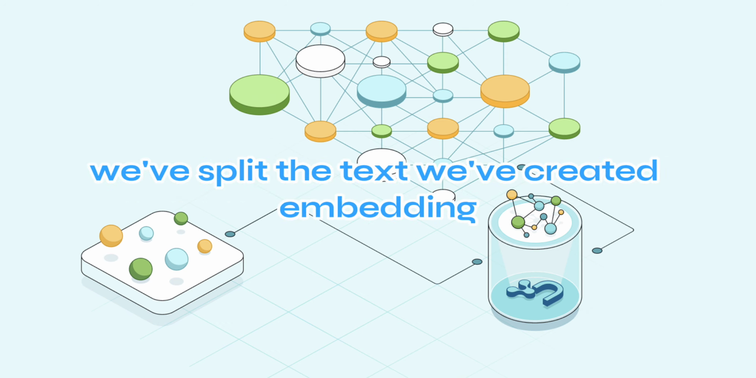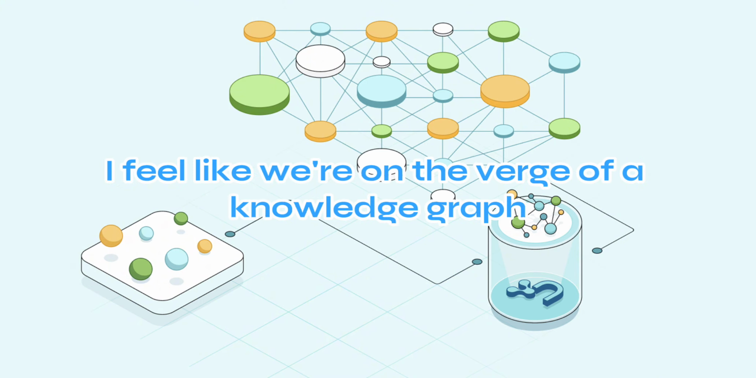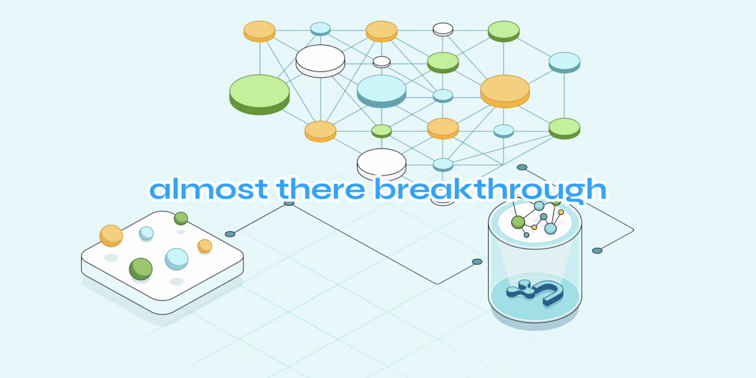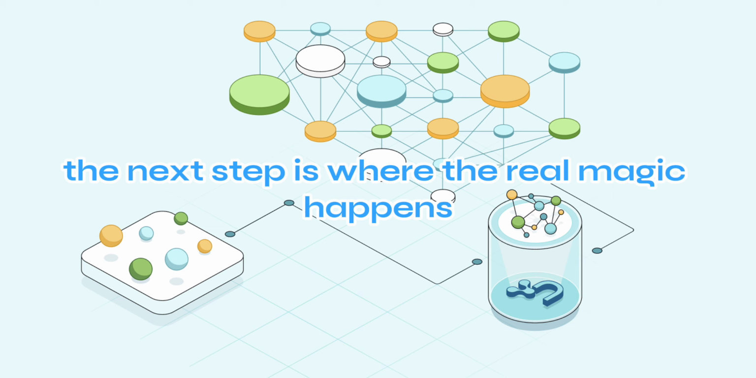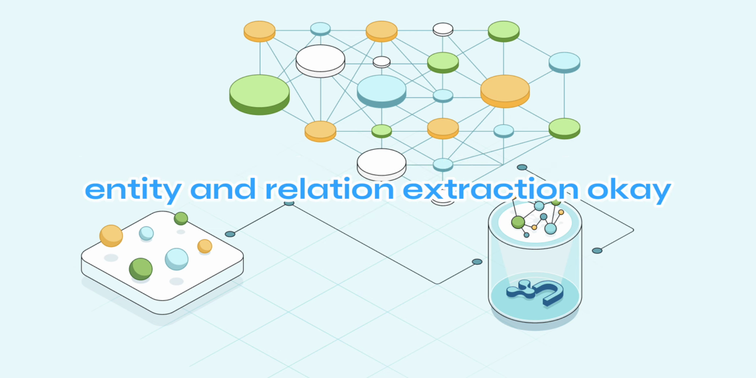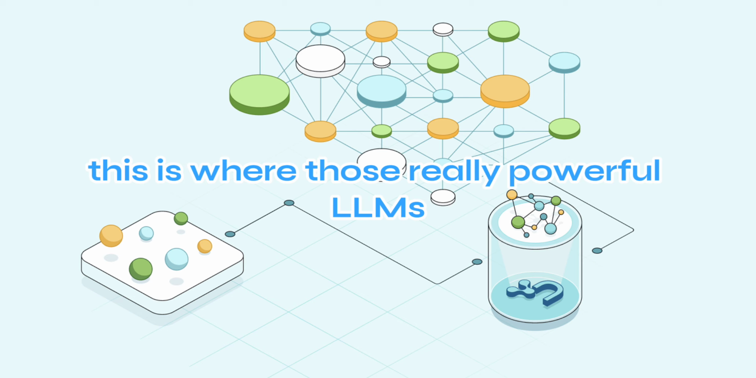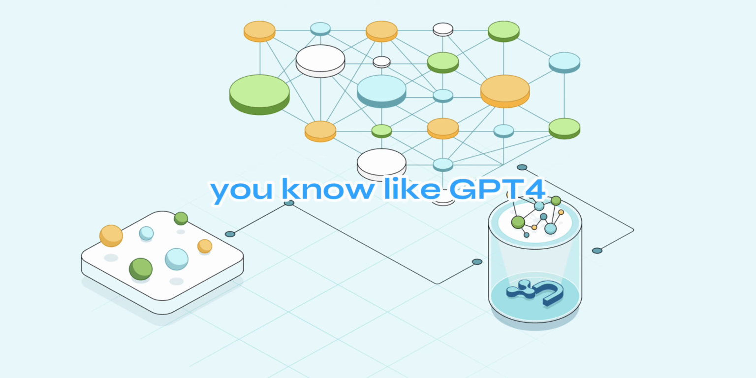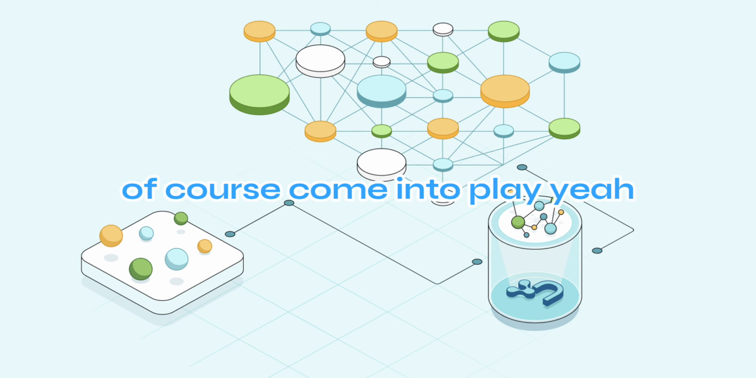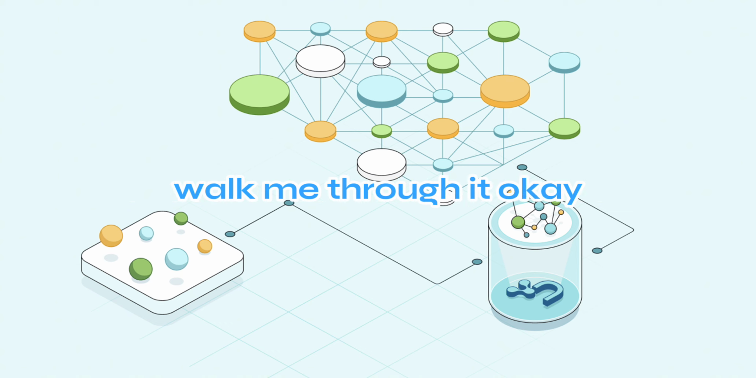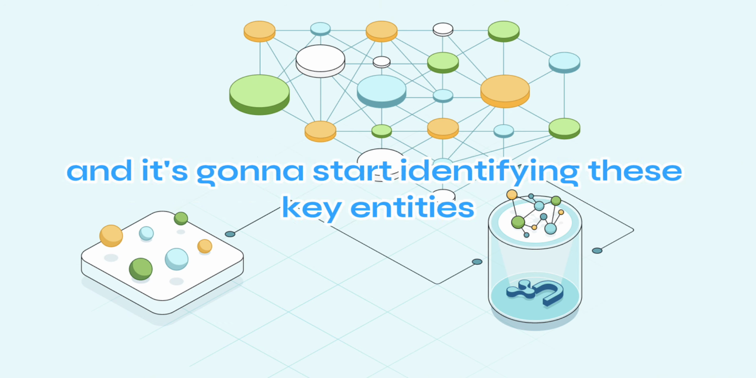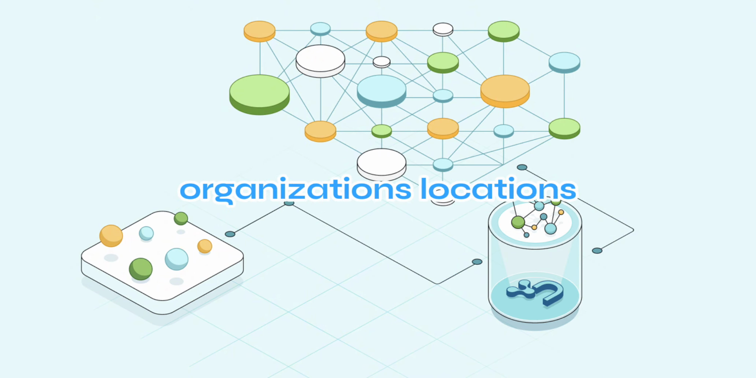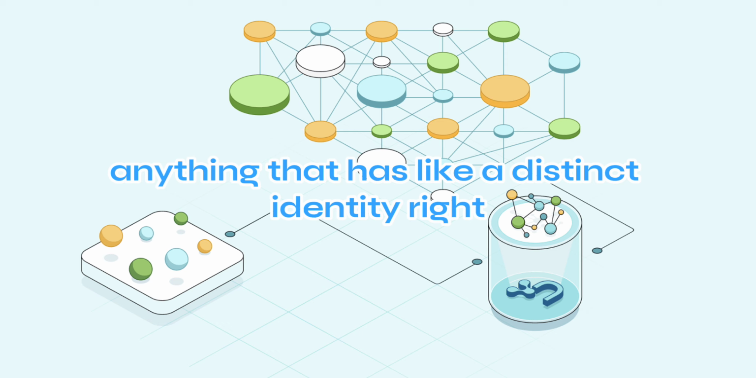We've split the text. We've created embeddings. I feel like we're on the verge of a knowledge graph breakthrough. Almost there. The next step is where the real magic happens: entity and relation extraction. This is where those really powerful LLMs, like GPT-4, which I know you're a fan of, come into play. Walk me through it. The LLM is going to analyze each text chunk, and it's going to start identifying key entities, things like people, organizations, locations, anything that has a distinct identity.